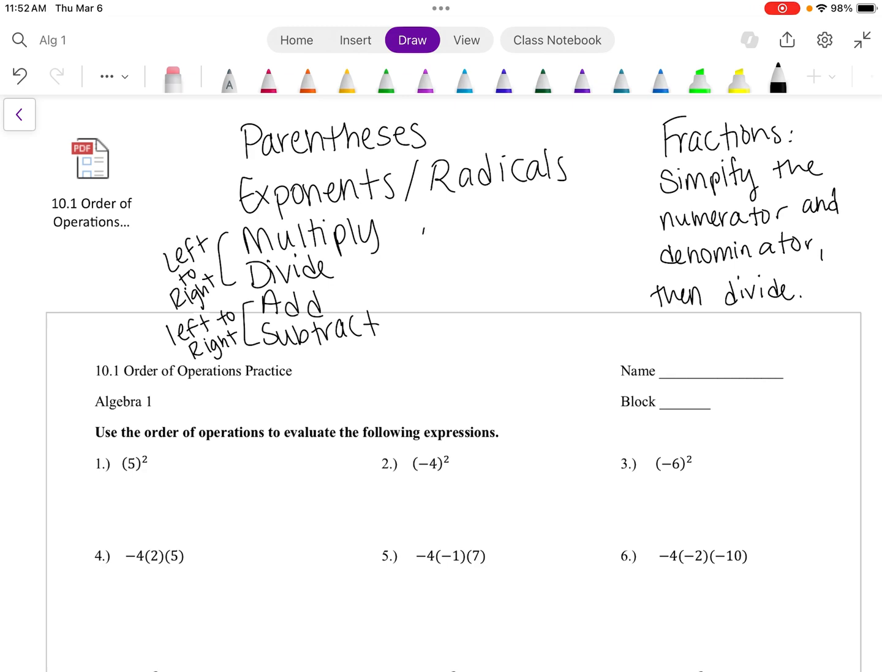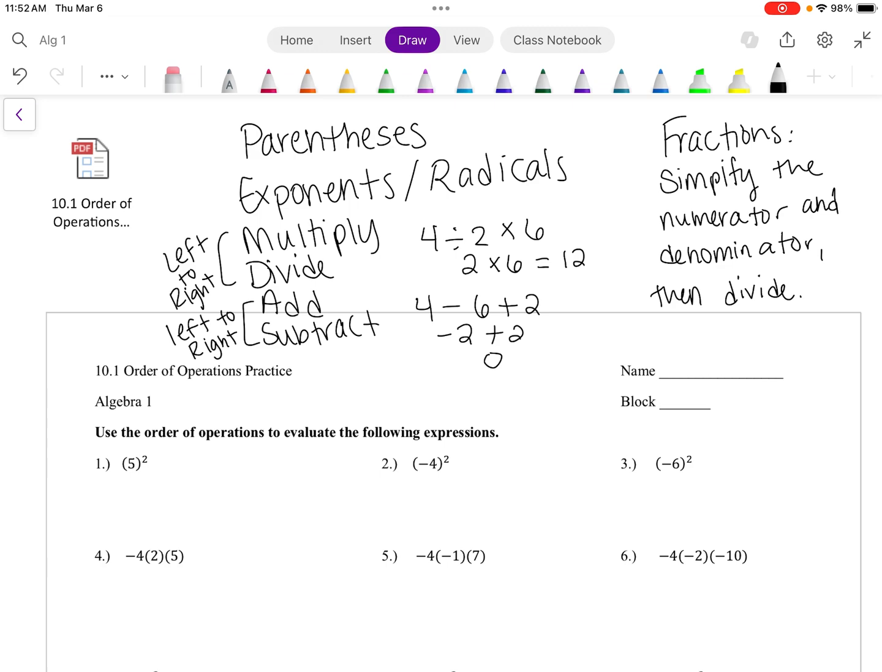So if our problem said 4 divided by 2 times 6, we would do 4 divided by 2 first, and then we would multiply by 6, because that's the order it's in. Add and subtract is the same. Add and subtract is the last thing you do, but when we're looking at a problem that has more than one operation, we would go from left to right. So I would do 4 minus 6 is negative 2, and then negative 2 plus 2 is 0.